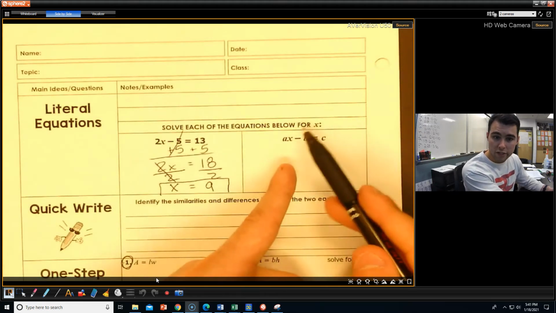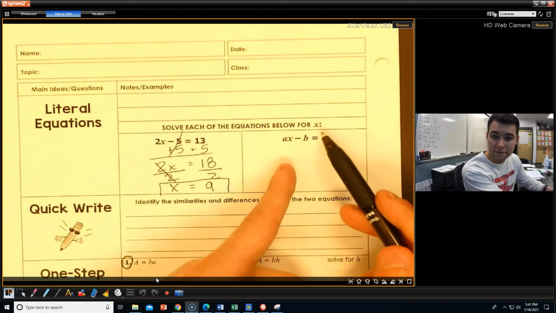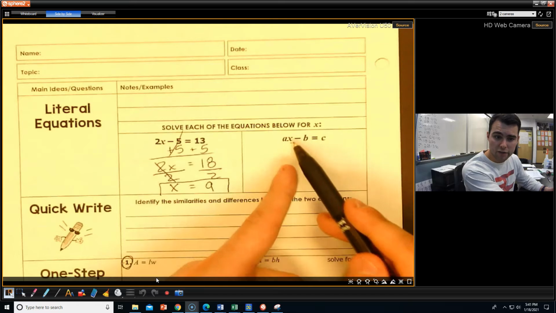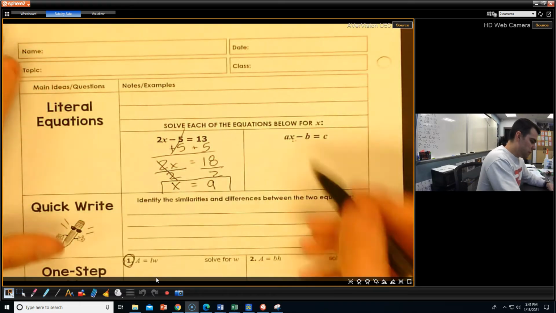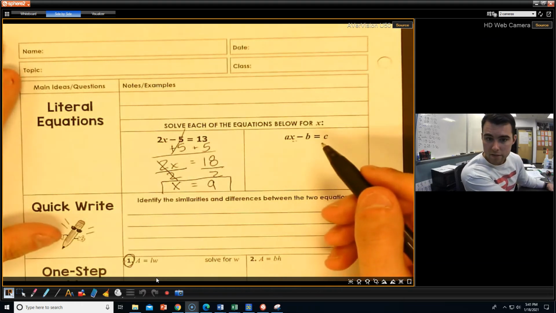Let's look at this one. We're going to solve the equation for x. That means we're going to get x by itself, just like we did here. We solved for x right here too. Same thing. What's the opposite of minus b? Subtracting b? I have to add b.